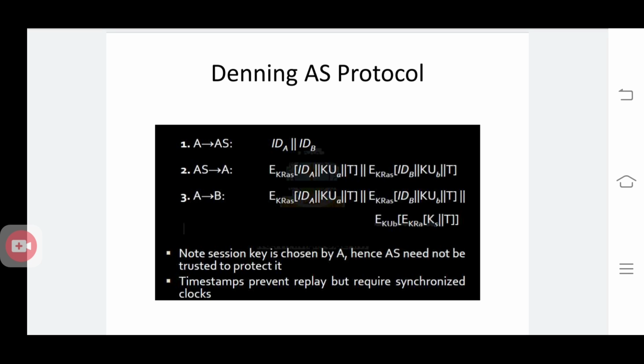ബിയുടെ പബ്ലിക് കീ ഉപയോഗിച്ചിട്ട് എൻക്രിപ്റ്റ് ചെയ്യുക. എന്തിനെ? ഒരു എൻക്രിപ്റ്റഡ് ഫോമാറ്റിനെ. ആ എൻക്രിപ്റ്റഡ് ഫോമാറ്റിനെ എൻക്രിപ്റ്റ് ചെയ്യാൻ വേണ്ടിയിട്ട് എയുടെ പ്രൈവറ്റ് കീ യൂസ് ചെയ്യുക. Then KS and T is the session key and timestamp. So here the session key is chosen by A, not by the central server. That session key is used for communication between A and B.